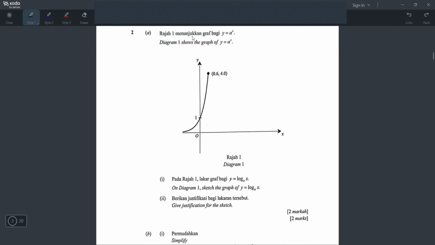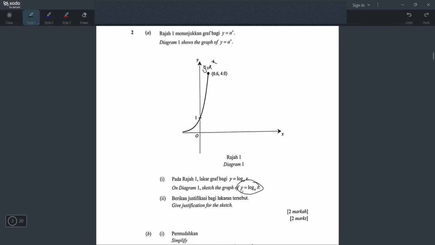Let's read the question. Diagram 1 shows a graph of y equals a power x. Okay, that's the equation of this curve. It's y equals a power x. And then it says here, on diagram 1, sketch the graph of y equals log x base a. So how do we sketch this graph?